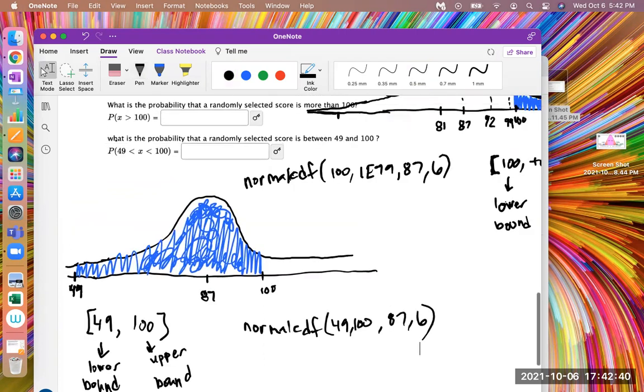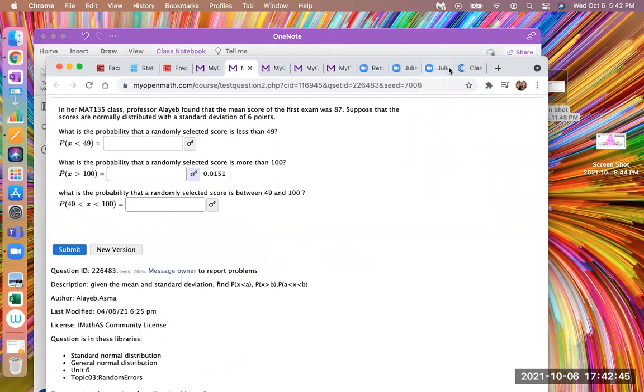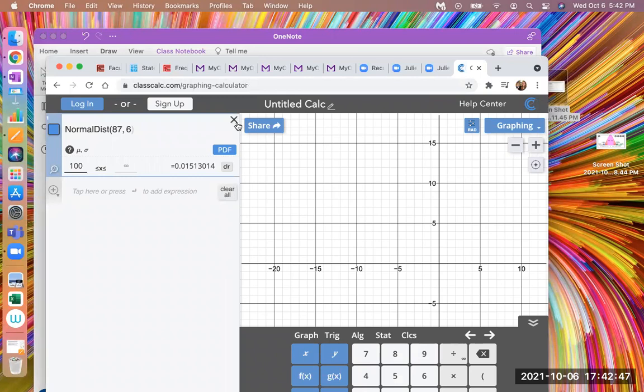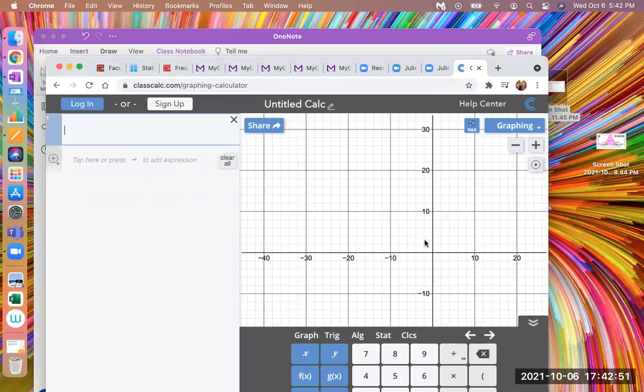Let's do it using the class calculator. Just to remind us how we got started with the class calculator, you can go to the website, or just type into your URL address calc/graphing-calculator and press enter, and it'll just come right up for you. You don't have to sign up for anything. You don't have to log in. You don't have to do anything.